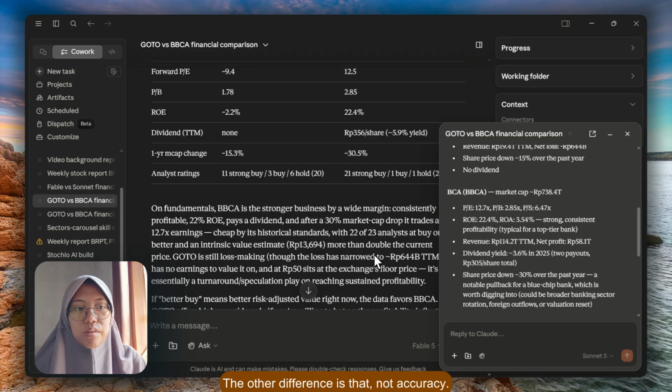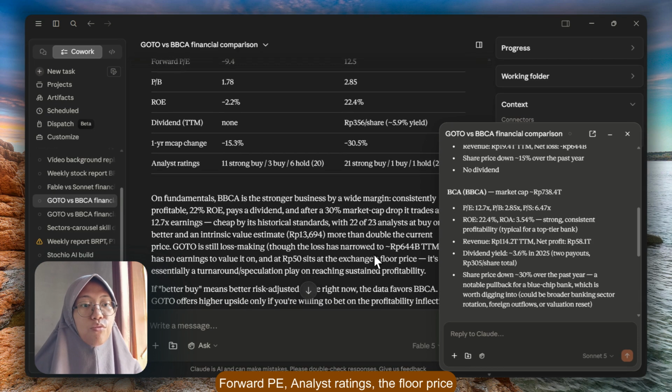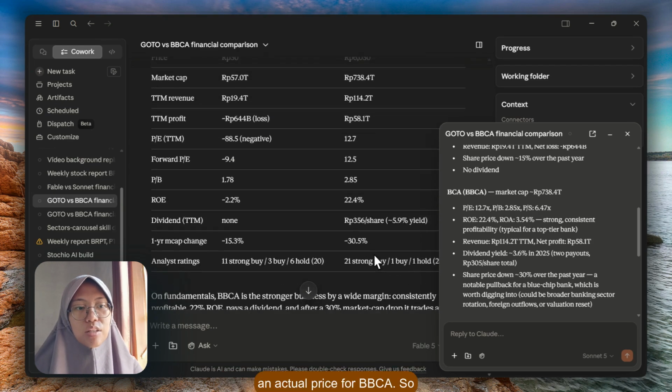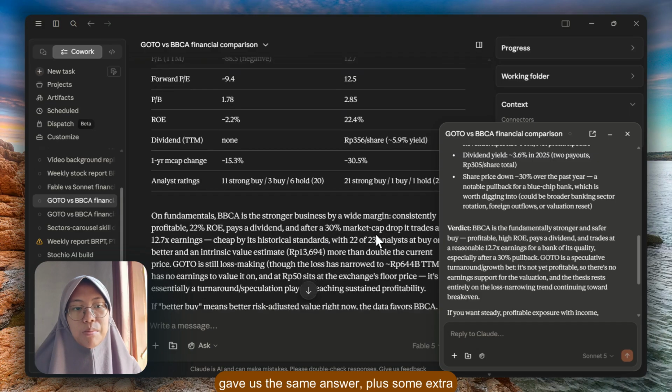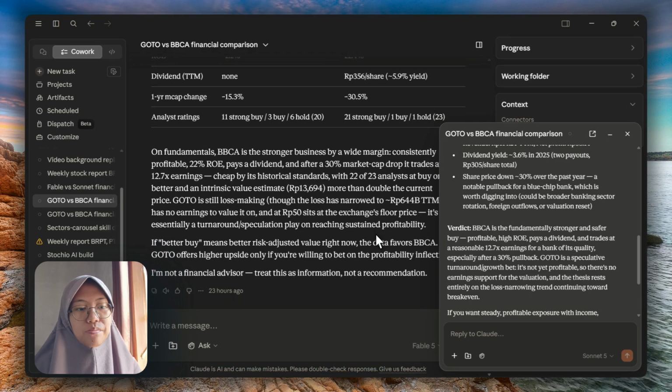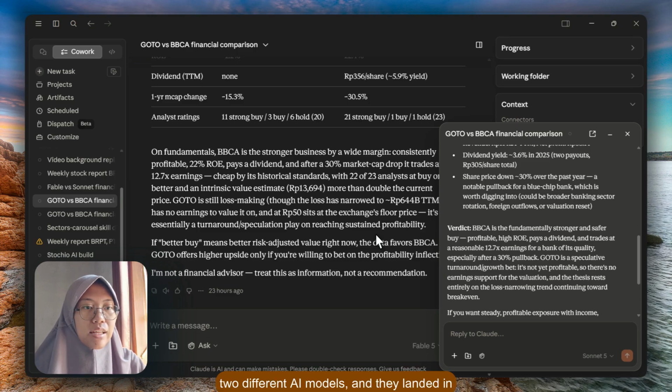The other difference is depth, not accuracy. Fable 5 added a few things Sonnet 5 didn't bring up at all: forward PE, analyst ratings, the full price detail on GoTo, and an actual price target for BBCA. So Sonnet 5 gave us a clean, solid answer, but Fable 5 gave us the same answer plus some extra layers. So at the end of it, same prompt, same live data, two different AI models, and they landed in the same place. BBCA is the fundamentally stronger, safer stock right now, and GoTo is a real bet on the future, not a bet you'd make for today's numbers.